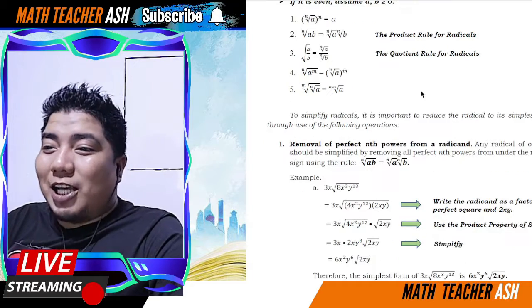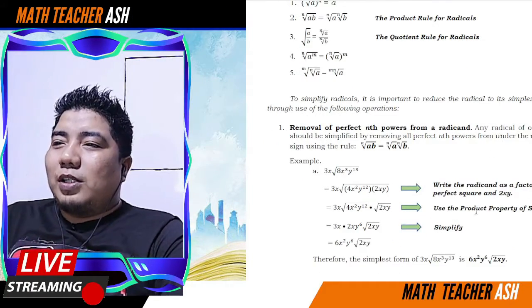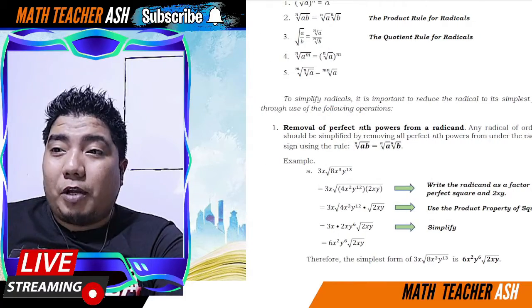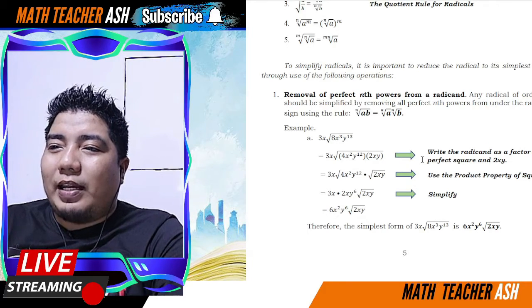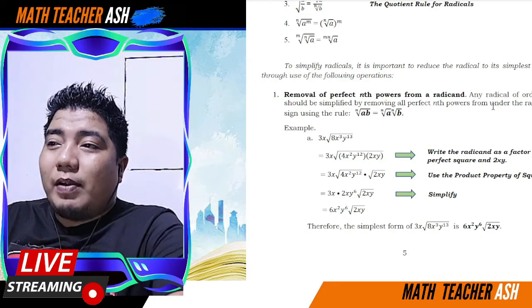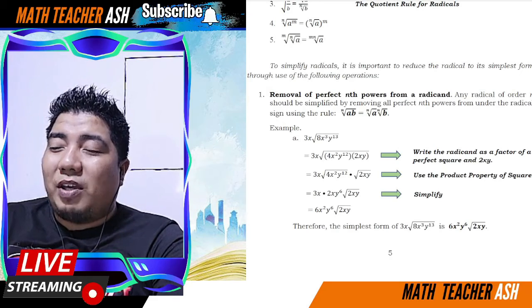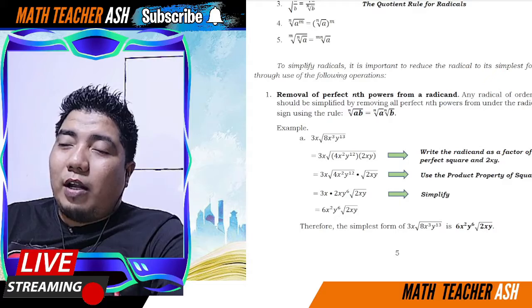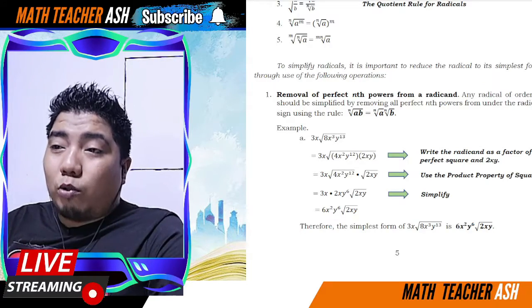So, simplification pa tayo dyan, okay? So, to simplify radicals, it is important to reduce the radical to its simplest form through the use of the following operation. Number 1, removal of perfect nth powers from a radicand. Okay. So, ano ba ang ibig sabihin yan? Any radical of order n should be simplified by removing all perfect nth powers from under the radical sign using the rule, the nth root of AB is equal to the nth root of A, nth root of B.